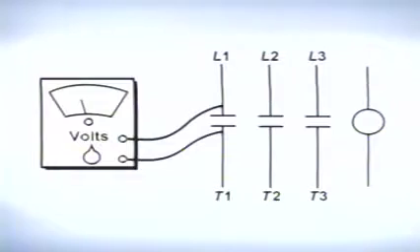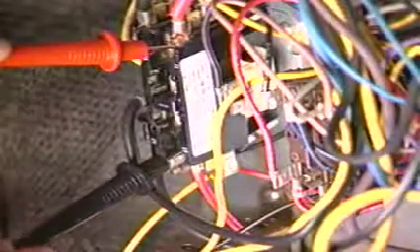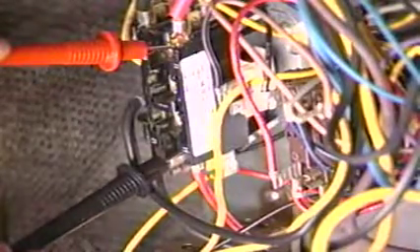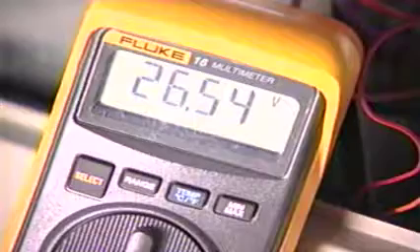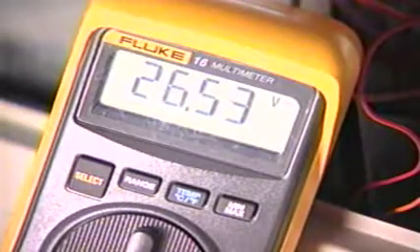When checking the contacts with the voltmeter, the test leads of the meter should be placed across the contacts as shown here. The coil of the contactor should be energized and the contacts should be in the closed position. A voltage reading across the contacts that exceeds 5% of the supply voltage indicates that the contacts are pitted or bad and need to be replaced.